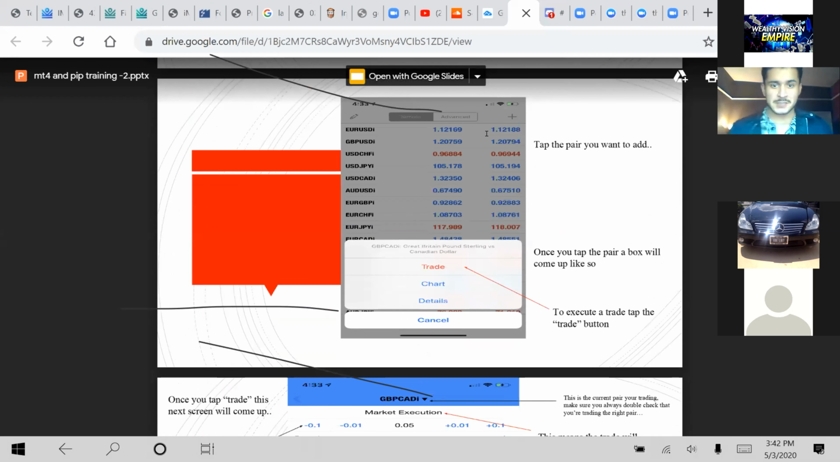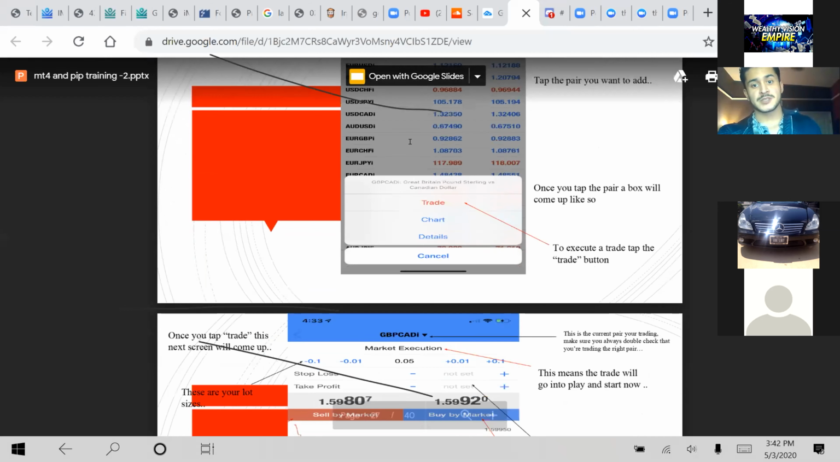Alrighty, guys, and so this is where you want to place your trade. This is what pulls up once you click on the currency pair. It's going to give you the option to trade it, the option to look at the chart, and it's going to give you the details as well. So tap on the pair you want to add, and once you tap the pair, a box will appear just like this, guys. Just like I said, you want to hit execute when you're looking to trade that pair, right? So you'll hit trade depending on which pair you choose.